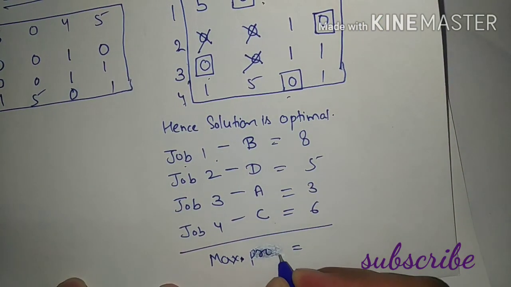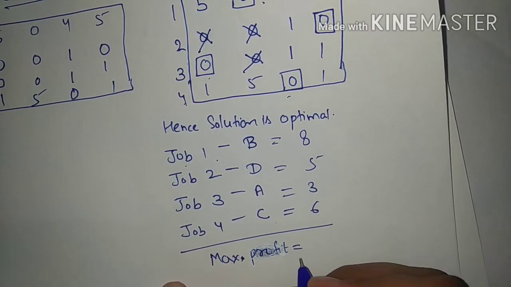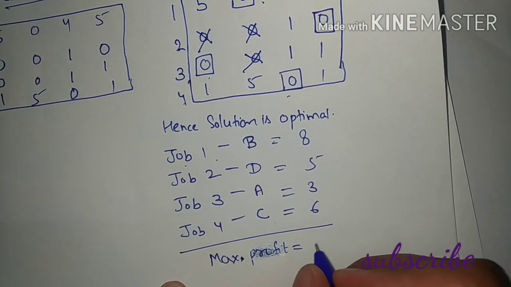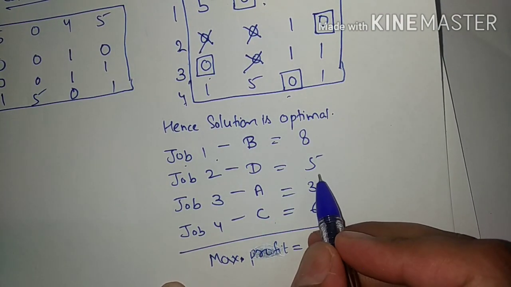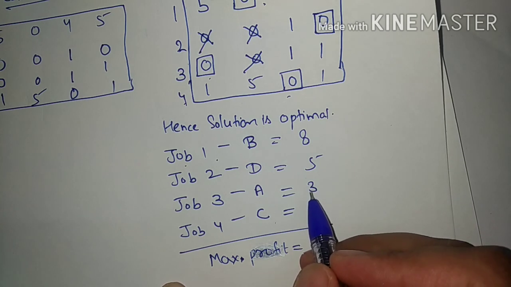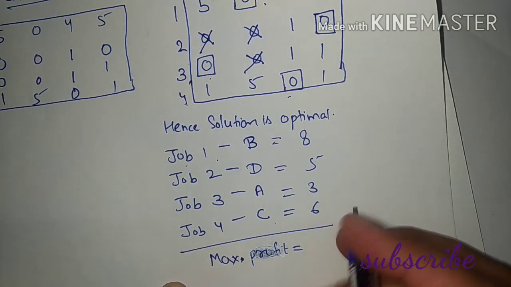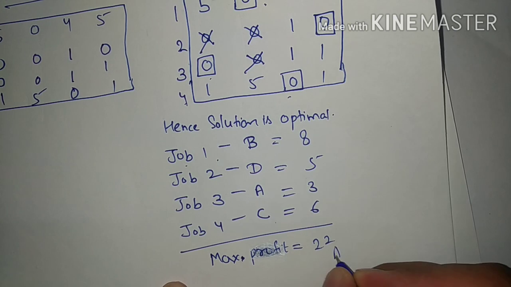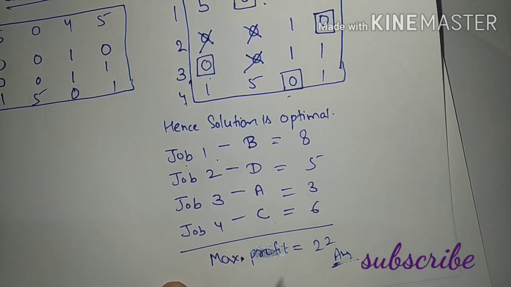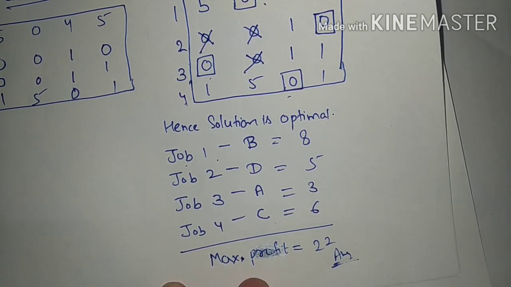Profit equals 8 plus 5 is 13, 13 plus 3 is 16, 16 plus 6 is 22. Cost is minimum and profit is maximum. So here the maximum profit is 22.